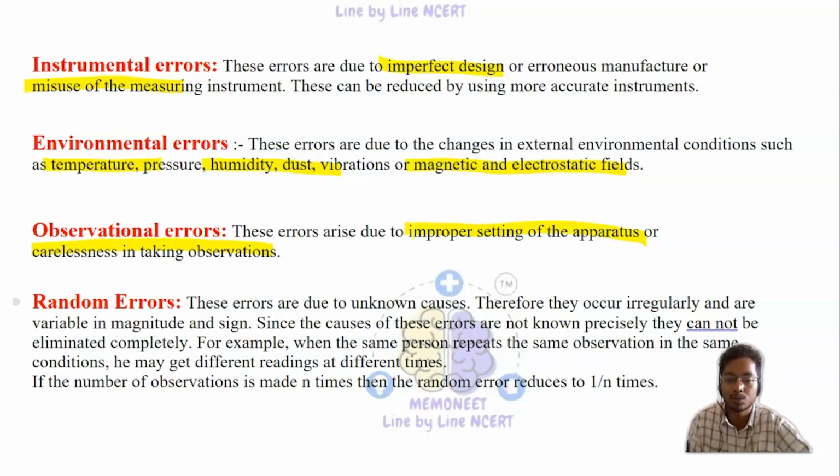Then random errors are due to unknown causes. We call them random errors because the causes of these errors are not known precisely, so they cannot be eliminated completely. Let's say a person repeats the observation n number of times; he can get different readings. So if we want to decrease the error, the number of observations should be made much larger, so that the error will decrease and we will get our precise value.